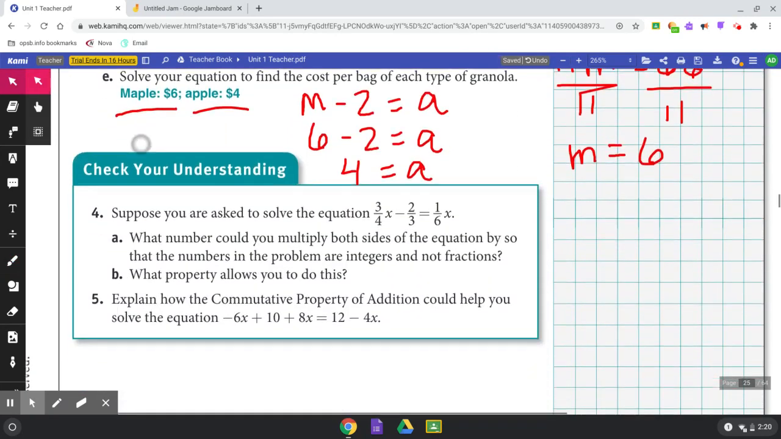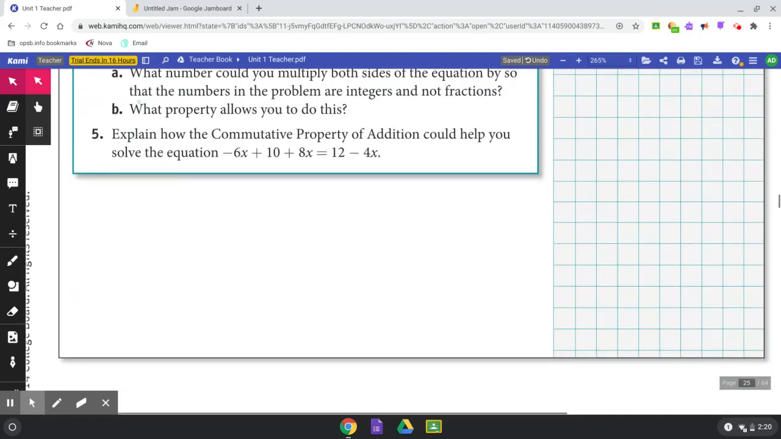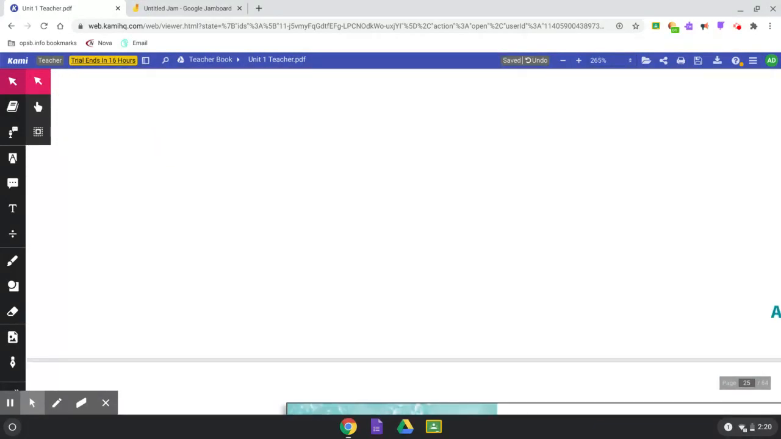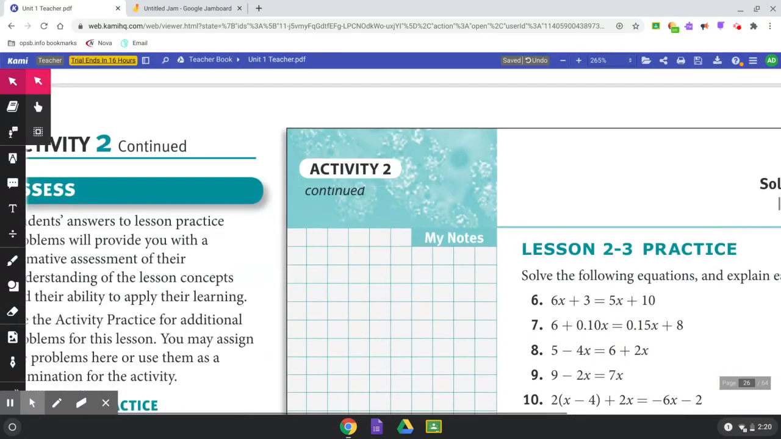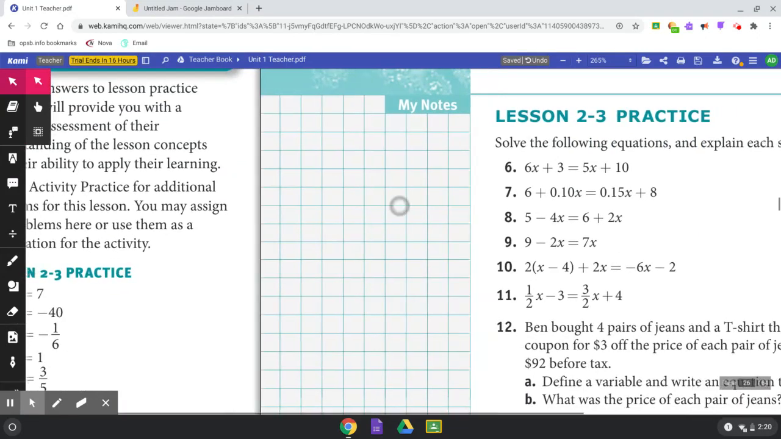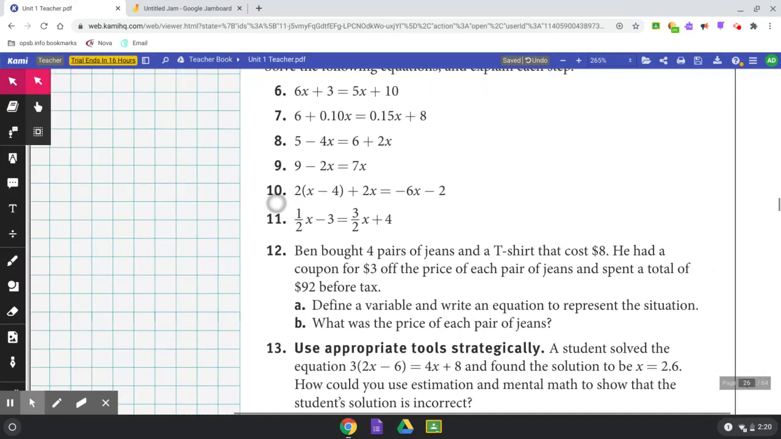I want you to do the check your understanding, number 4 and number 5, and turn that in for classwork. And then you're going to do the activity 2-3 practice, which is on page 24, numbers 6 through 13, and turn that in for homework.